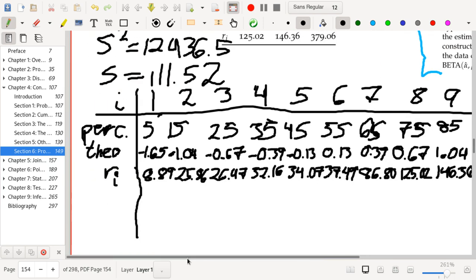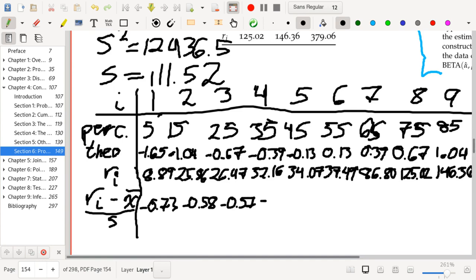So now we need the standardized sample percentile. So R_i minus X bar divided by S. We get negative 0.73, negative 0.58, negative 0.57, negative 0.52. Now let's see, how well are these lining up?